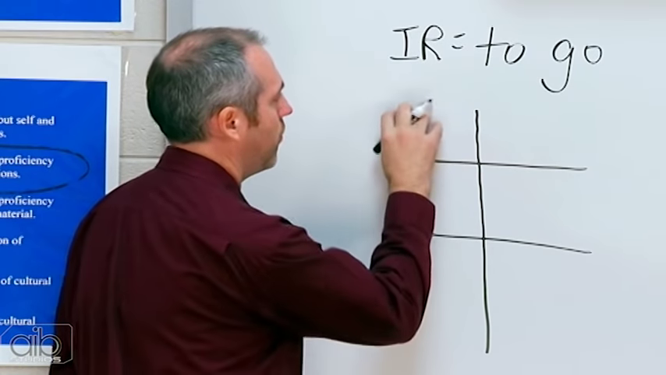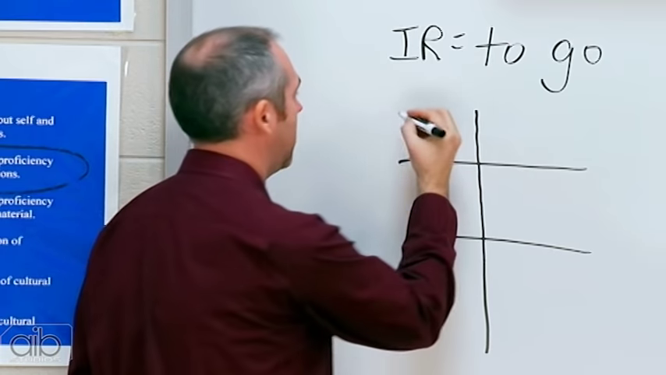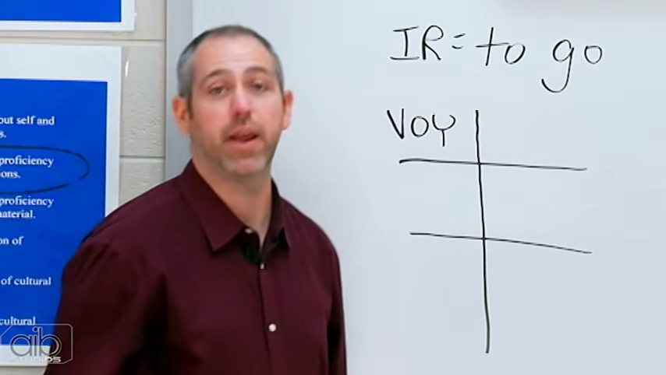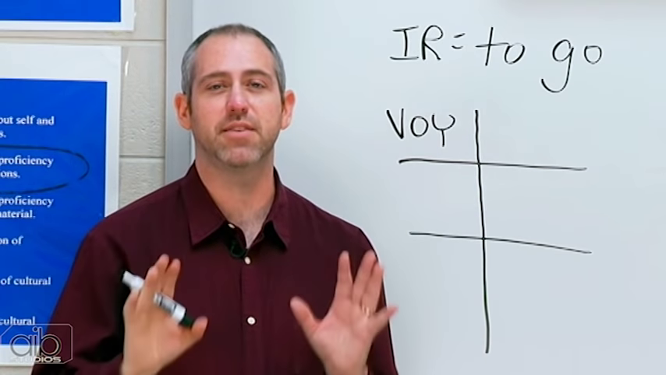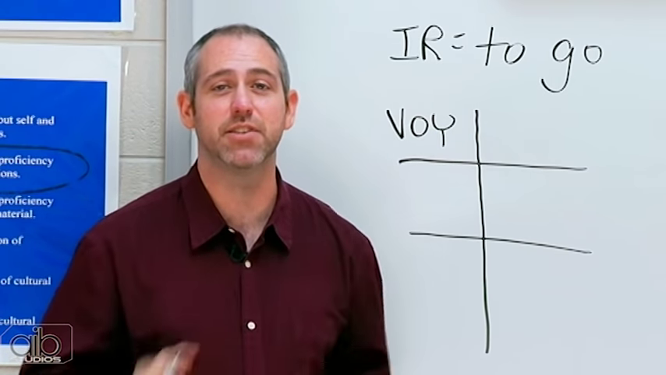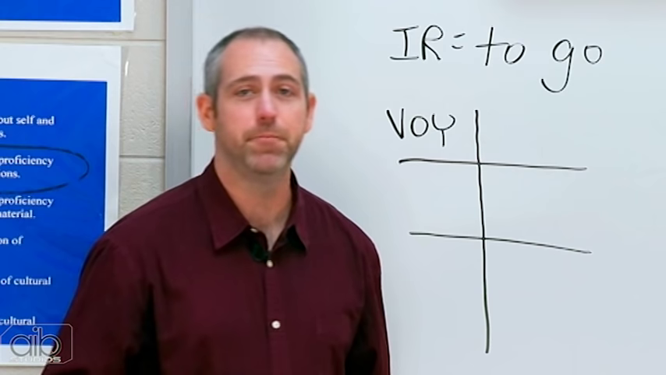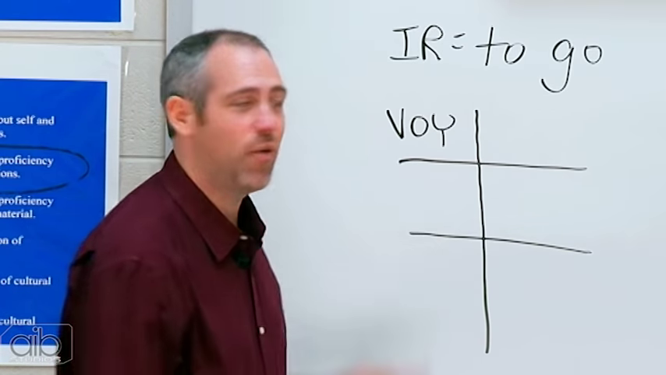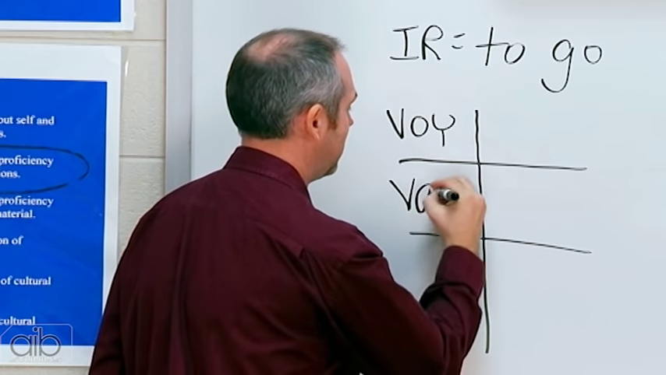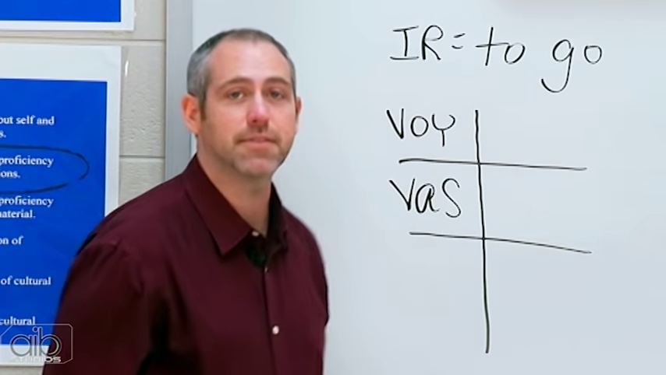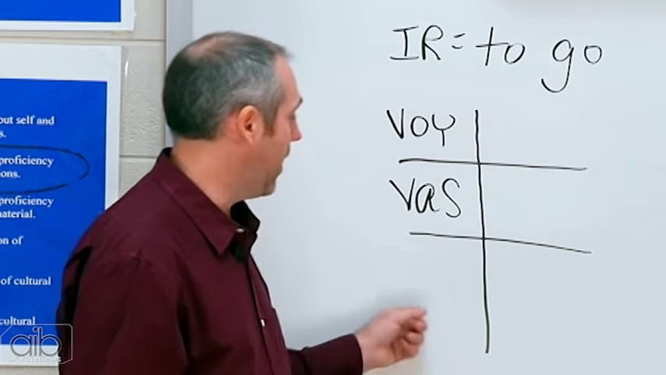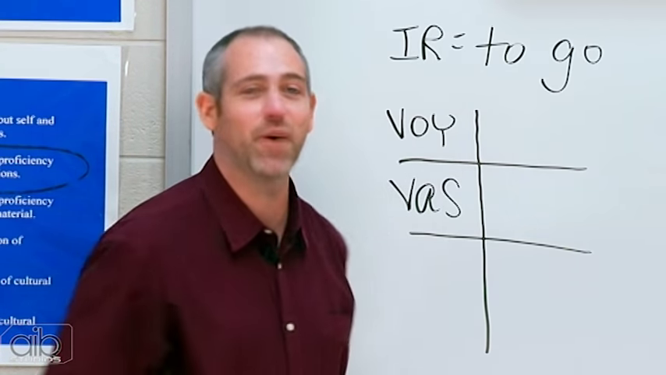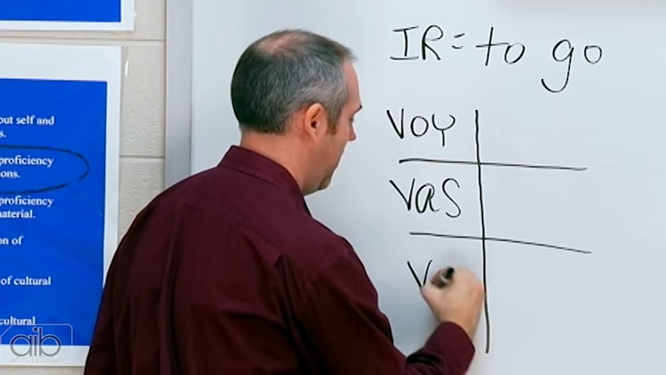Okay, so right up here, when you say I go, that's going to be V-O-Y, voy. Remember that V is not a V sound like it is in English. So we're going to say voy, like a light B. Okay, now right down here, you go, somebody you know well, we're going to say vas, vas. Now down here in the bottom left, we're going to say he goes or she goes, or you in a respectful way go, we're going to say va.